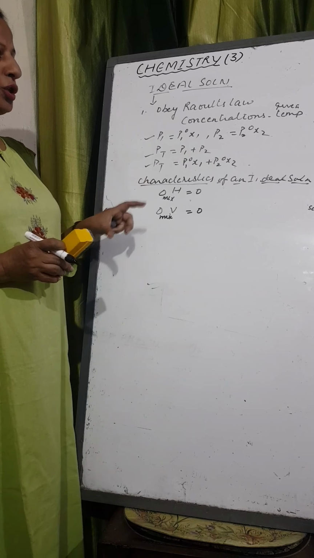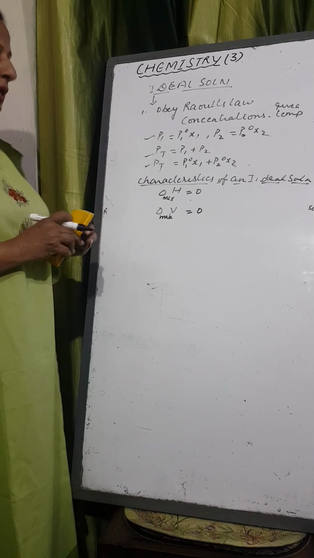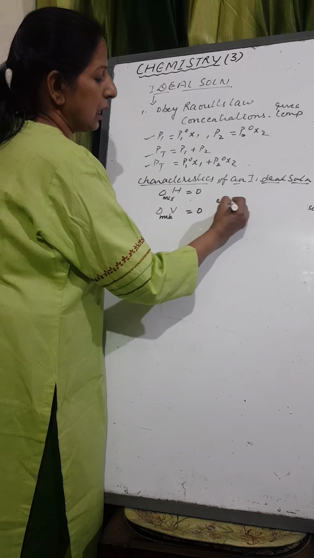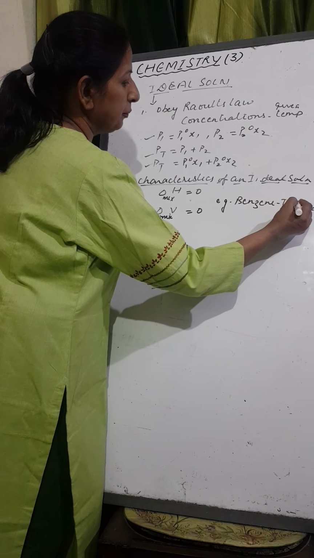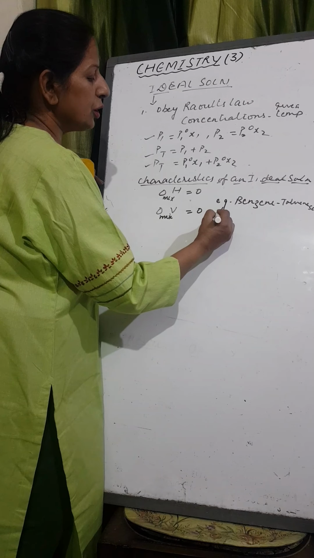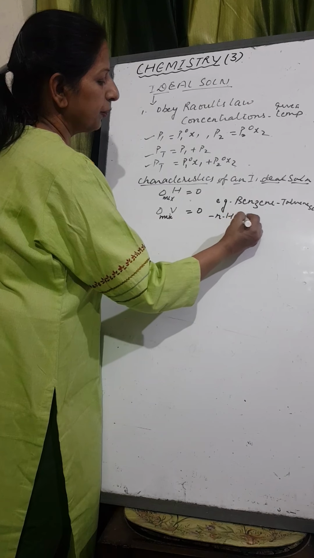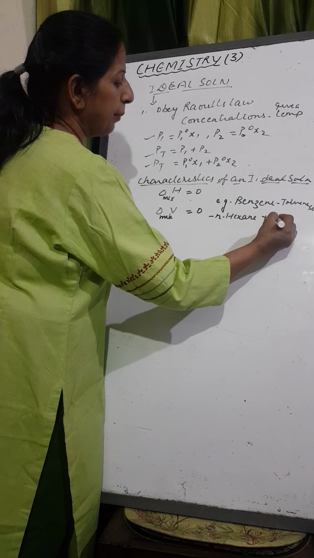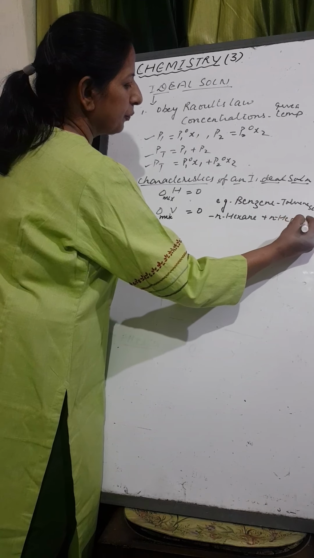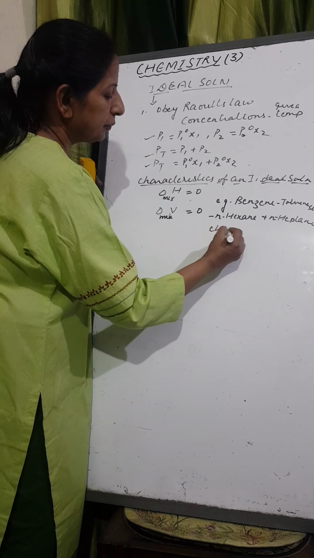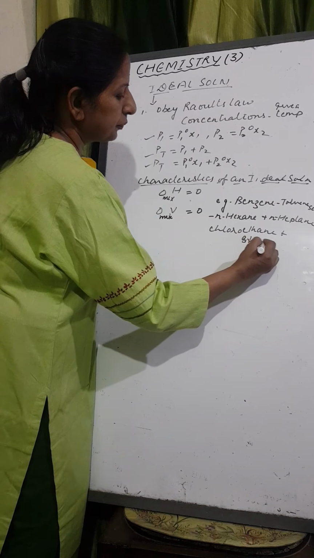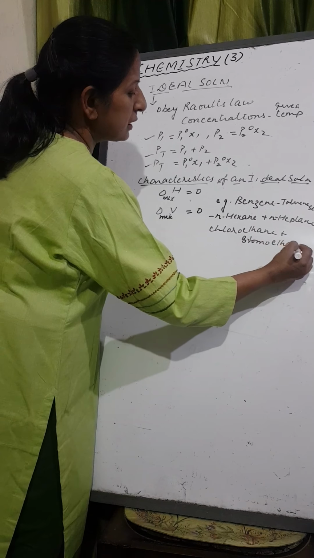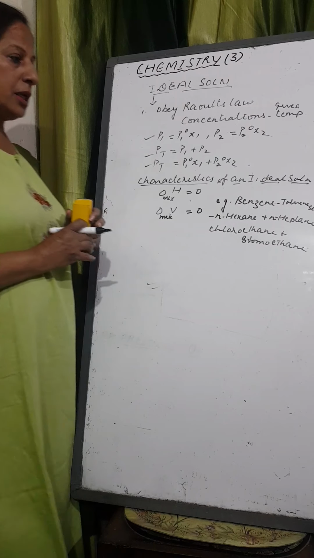Practically there is no solution which is ideal. We have nearly ideal solutions. Some examples are a solution of benzene and toluene, then a solution of normal hexane and normal heptane, chloroethane and bromoethane. These are some examples of ideal solutions.